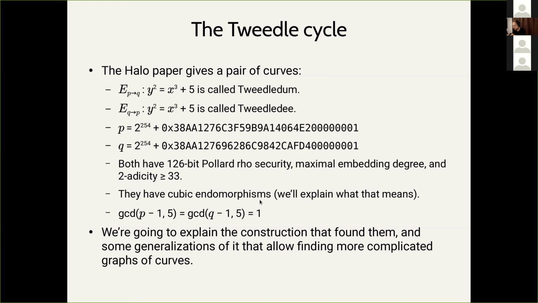So they have cubic endomorphisms. We'll explain what that means later, but it basically means that you can do scalar multiplication more efficiently. And these conditions here mean that the power of 5 map, so the map from x to x^5 in the field, is a permutation, and that's useful for algebraic hashes like Rescue.